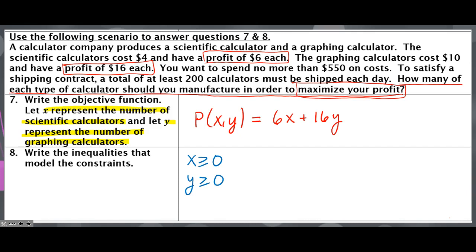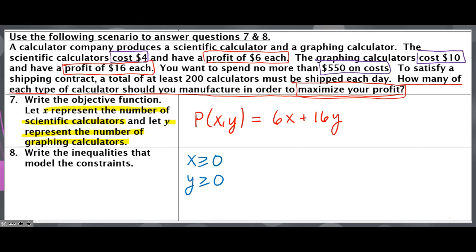All right, so now that that's over with, let's go back to that second sentence where it talked about how much scientific calculators cost. It says scientific calculators cost $4. And then the next sentence said that graphing calculators cost $10. So I have two numbers associated with cost. And then the next sentence says that you want to spend no more than $550 on cost. So I have two numbers that are associated with each of my calculator costs, and then I have a total number, which is the 550.